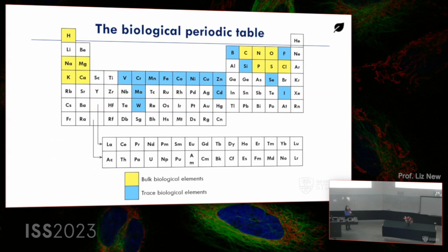But starting with essential metals, so this is the biological periodic table. These are all of the elements that we need in order to survive. And biology is obviously dominated by carbon, nitrogen, oxygen, phosphorus, sulfur, and hydrogen. They're not inorganic, they're not metals. But these blue metals here are trace biological elements. They're only present in very low concentrations in our bodies, and yet if we do not have them, we will not be able to survive. And that's what we're going to focus on today.